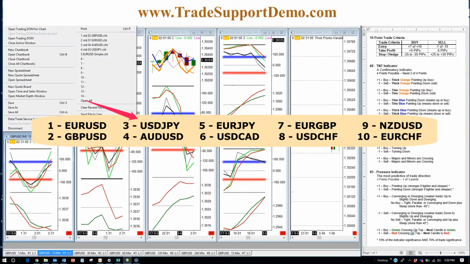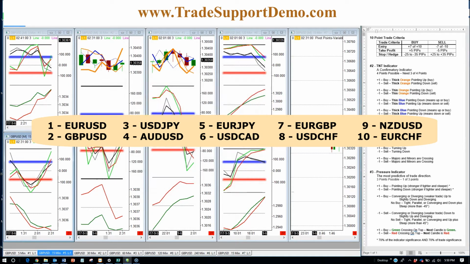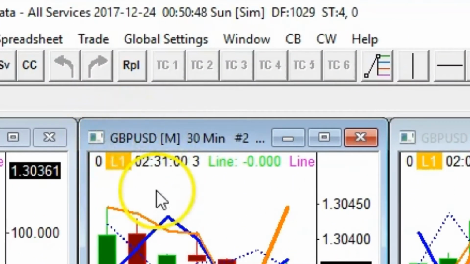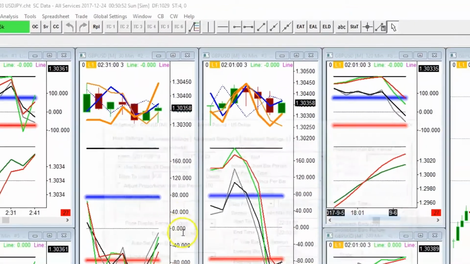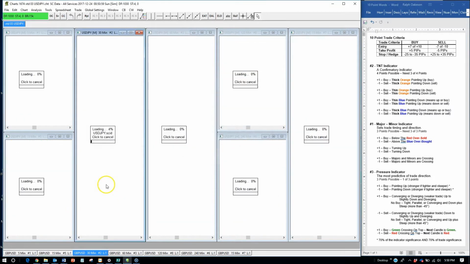So we're going to go to File, left click, Save As, left click, and we're going to change this to number 3, USD JPY. Get rid of the rest, save it. Then we're going to come up, it still has the wrong data in it. We're going to right click, go to chart settings. We're going to change the symbol to USD JPY. Hit OK. We're going to wait for it to come on board.